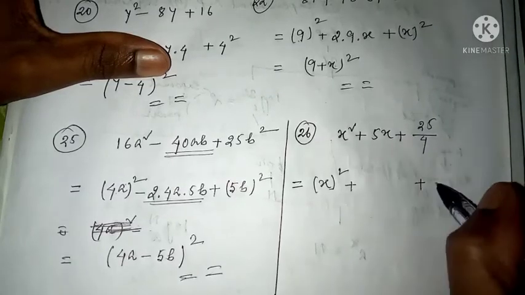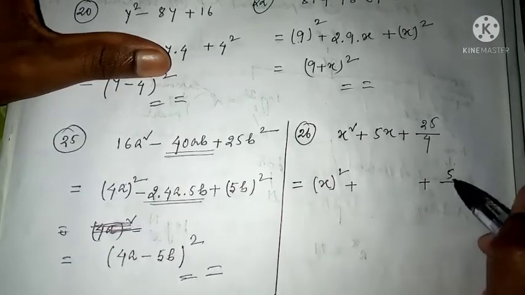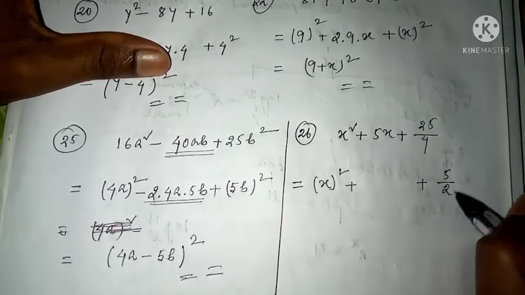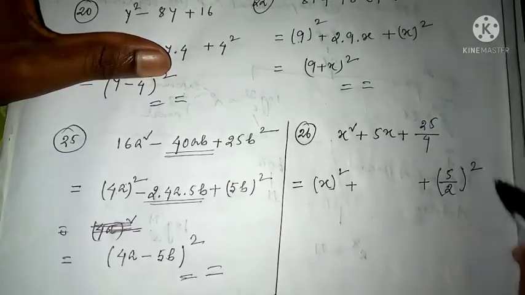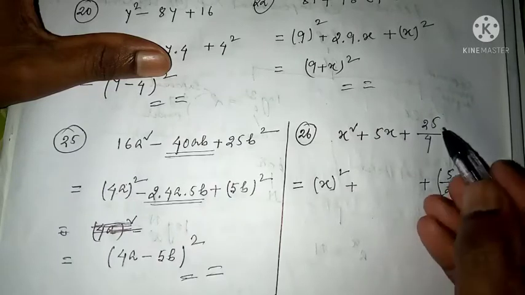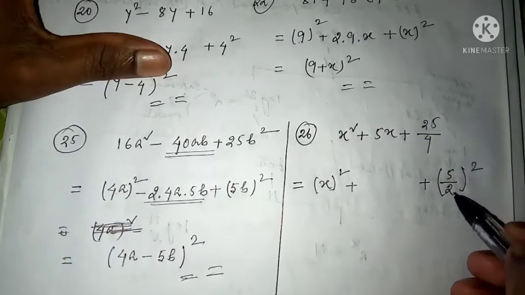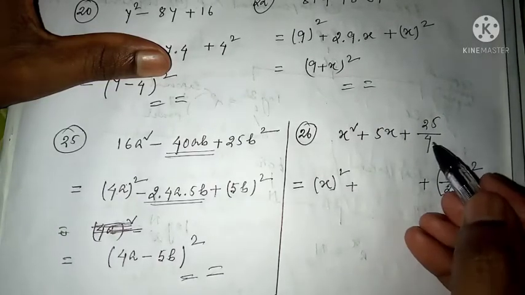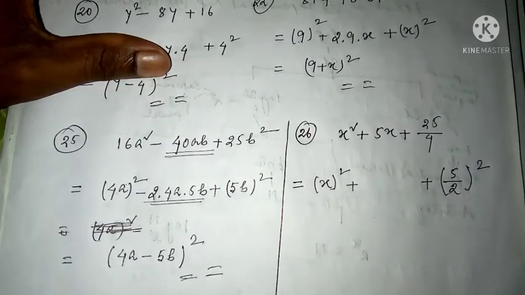Now see here, 25 means square of 5, 4 means square of 2, that means can I write 5 by 2 whole square? Now see, the square will come over 5, square means 25, then it will go over here 4, so 2 square means 4. That means I am not making any changes.